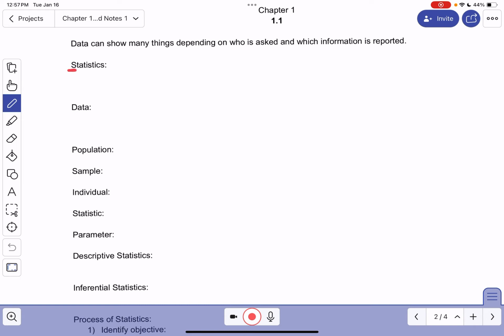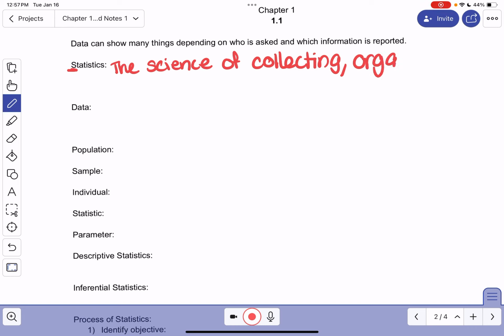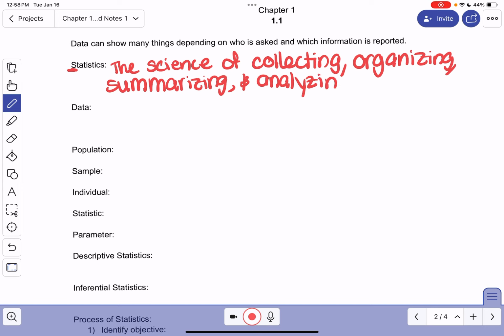So statistics, pay attention to the capital S, is the science of collecting, organizing, summarizing, and analyzing data or information. So the whole point is that you're gathering information, you're looking at it mathematically, you're summarizing it, and then you're analyzing it to apply it to a group and share what you found in relation to an overall population.